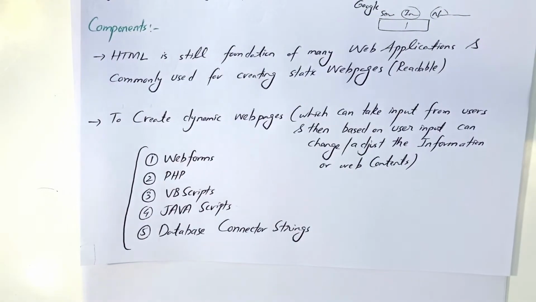Okay, these are the different components, or you can say the technologies, that we can use in order to make a static website a dynamic one, so it can interact with the user and all. So let's start with the web forms. What is basically a web form?